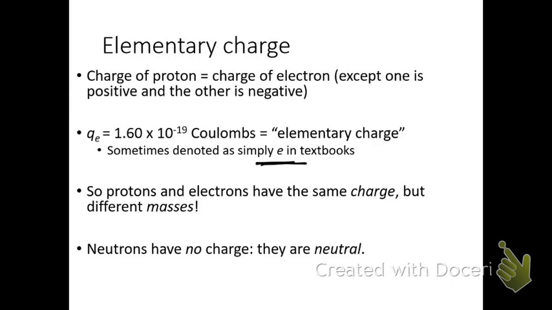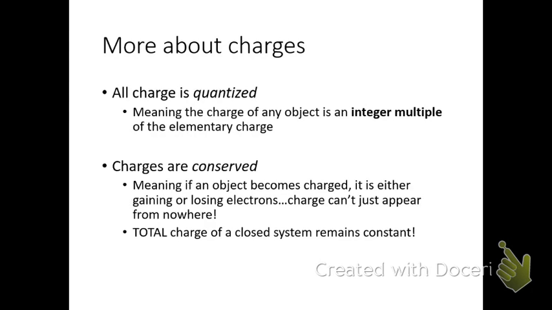So if I gain one extra electron, I have a net charge of negative 1e, and so on and so forth. Or if you want to put it in terms of base units, that would be negative 1.6 times 10 to the negative 19 coulombs. I will give you this constant on the test. So we've got protons and electrons with the same charge but different masses. Meanwhile, neutrons have no charge.